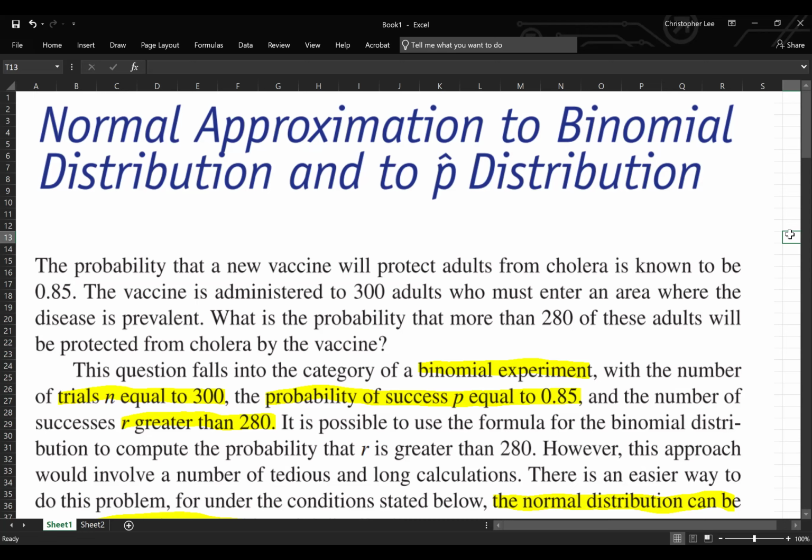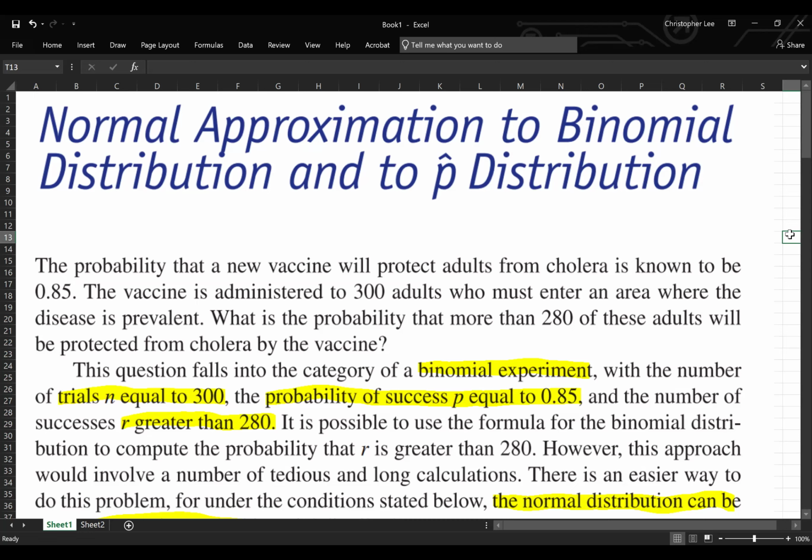This question falls into a category of a binomial experiment with the number of trials n equal to 300 and a probability of success p equal to 0.85, right? And the number of successes r is greater than 280. It is possible to use the formula for the binomial distribution to compute the probability of r is greater than 280. However, this approach would involve a number of tedious and long calculations. There is an easier way to do this problem.